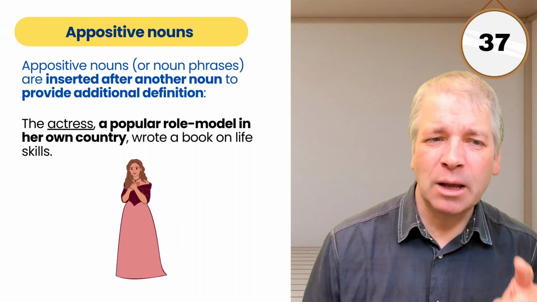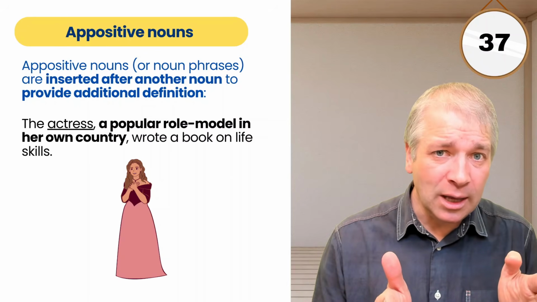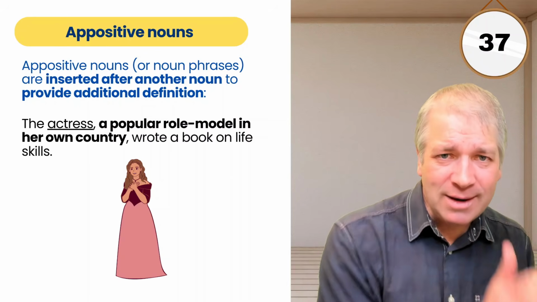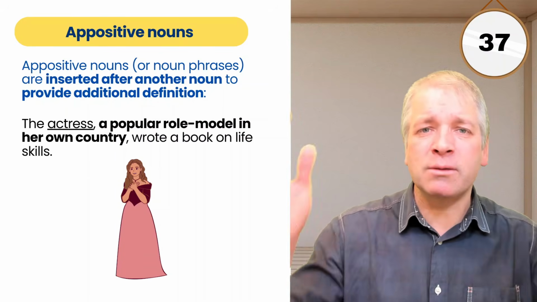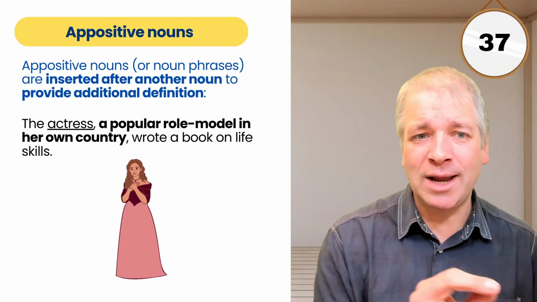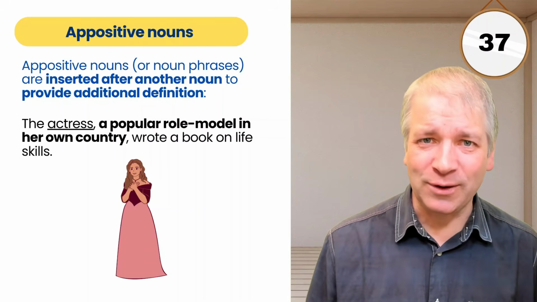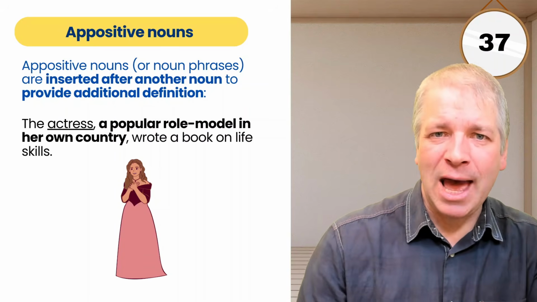How do we know it's an appositive noun? It's in commas immediately after the noun it describes. So instead of adding relative clauses or preposition phrases or a to plus infinitive to give information after a noun, we can use this appositive noun, commas, noun in the middle. It describes the noun before.